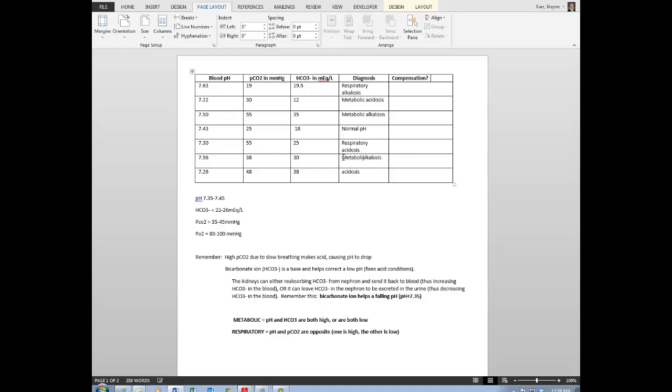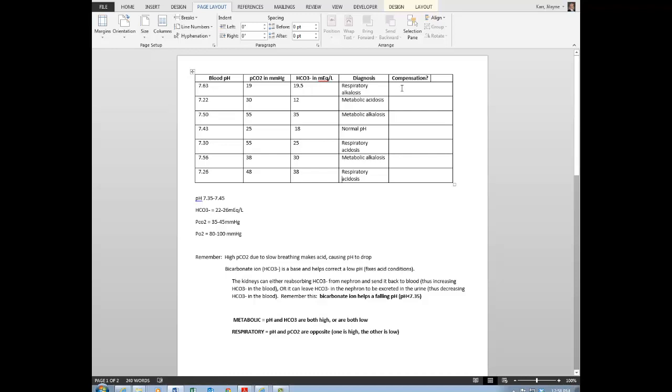And then the last one here, I have a high PCO2 and I have a low pH. They're opposite. So that makes sense. That would be a respiratory cause. Alright, so I've figured out which ones are respiratory, which ones are metabolic. Now I have to figure, is the other system compensating?